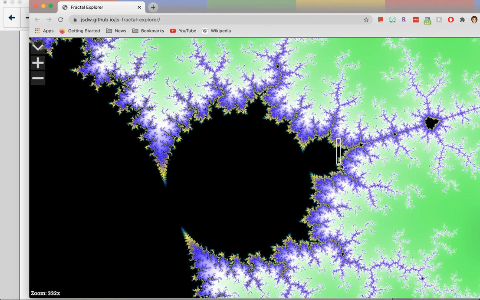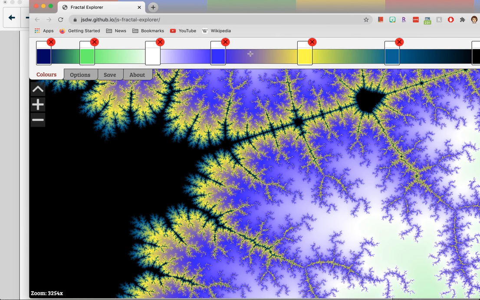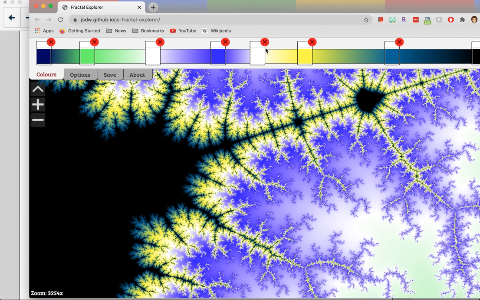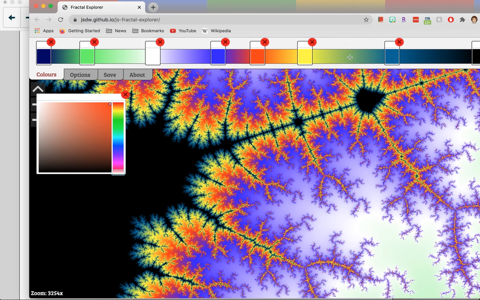Where do I want to zoom in? Somewhere here. And then you find sort of an image that speaks to you, and then you can change the colors on this. So I can come over here and click there, double click in there, and maybe I want to make that red or something. Then maybe I want to double click over here.